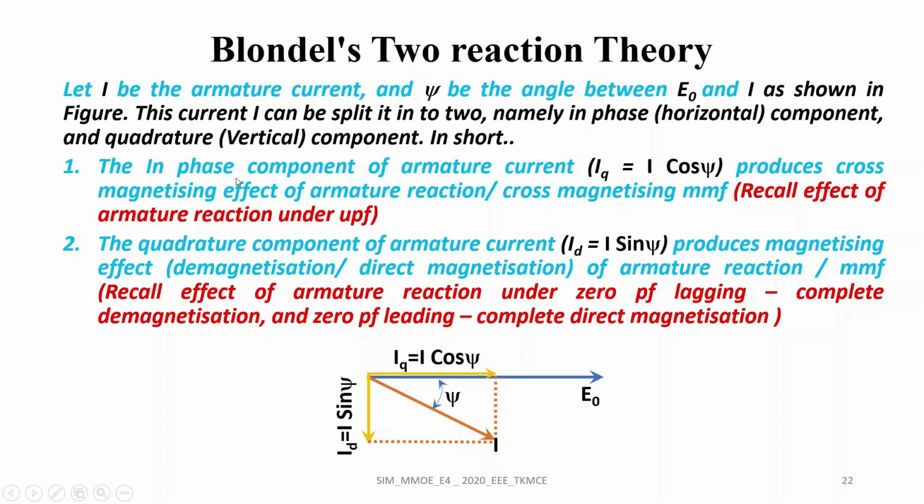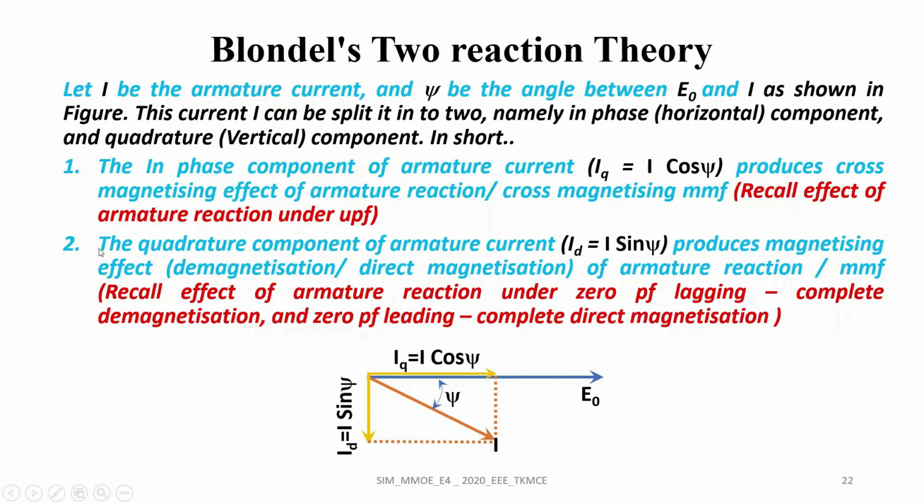In short, the in phase component of armature current, which is in phase with E0, which is in phase with the quadrature axis, IQ, that is obtained as I cos psi, produces the cross magnetizing effect of armature reaction, that is cross magnetizing MMF. So when we are considering E0 and I, this power factor is unity power factor. Under unity power factor, the effect of armature reaction is the cross magnetization effect.